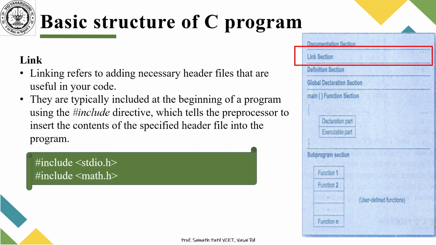Second is the link section. Linking refers to adding necessary header files that are required for the execution of the program. They are typically included at the beginning of your program using hash include directives, which actually tell the processor to insert the content of the specified file in the program. For example, hash include stdio.h or math.h. The .h specifies it is a header file, which contains definitions or code of specific functions that we use in our program.